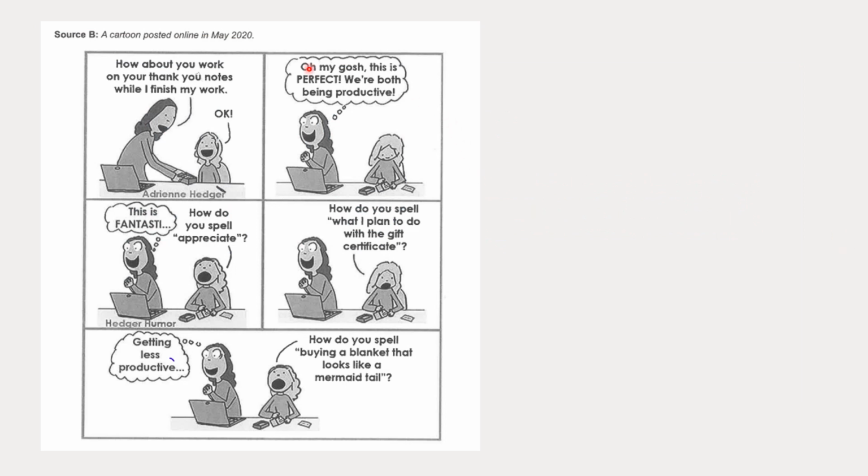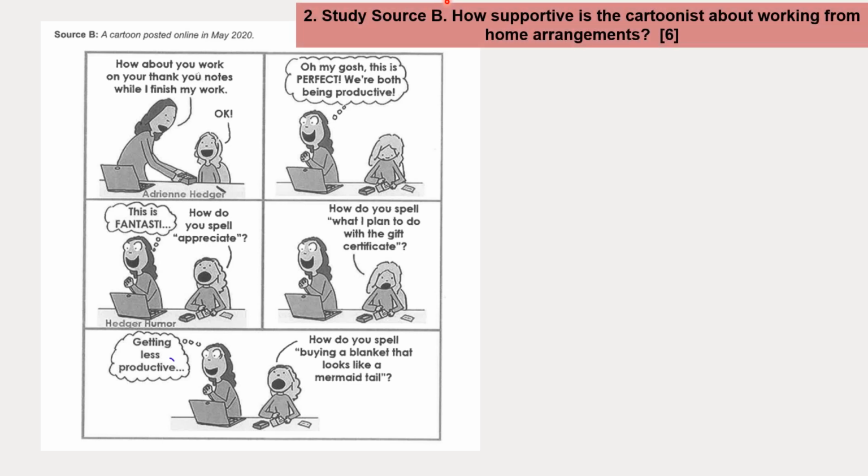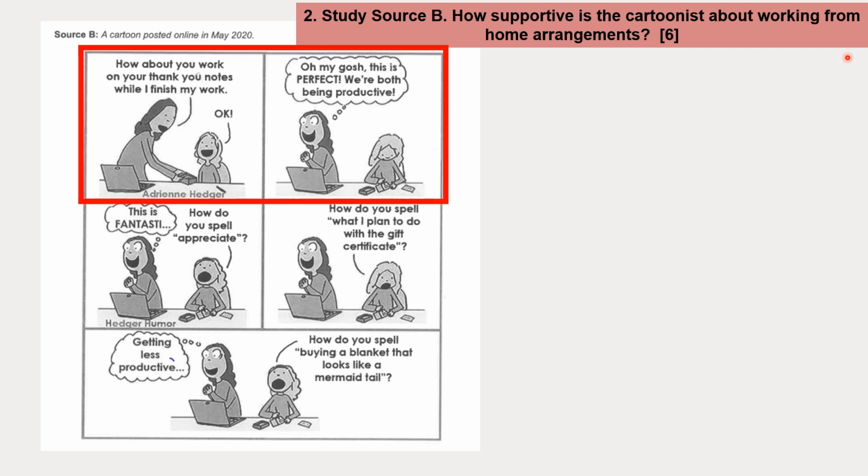Okay, for the second question, it is a cartoon. And if you look very carefully, the question that they're asking is how supportive is the cartoonist about working from home arrangement? Now, if you look very carefully, this is a 5-panel cartoon. It can happen where they give you a few panel cartoons and you need to interpret. Look at the year, it is in May 2020. It's right smack in the middle of COVID-19 and even circuit breaker. Okay, so the first box that I boxed up in red, you can see the word perfect, you can see the word productive, you can see that it feels as though the cartoonist seems to be supportive.